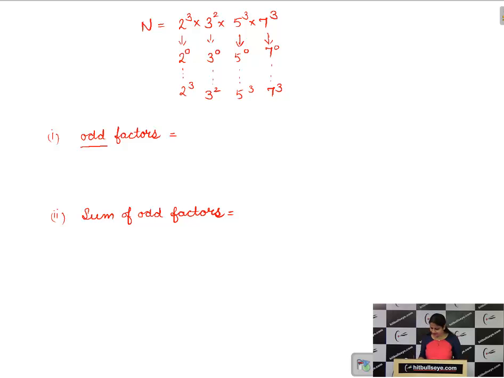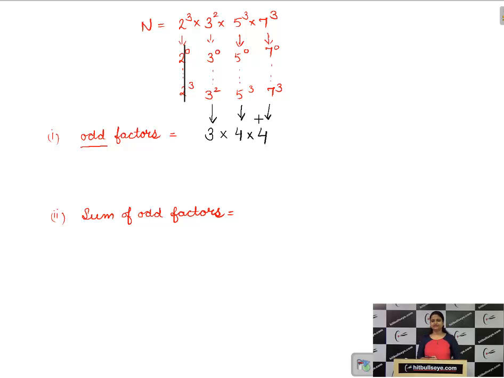So simply we will not consider this column. 2 raised to power 0 onwards we will not consider. So any combination made by remaining columns will give you odd factor always. So it will be 3 into 4 into 4. Corresponding to 3's column, it will be 3. Corresponding to 5's column, it will be 4. Corresponding to 7's column, it will be 4. So that is the answer in this case.